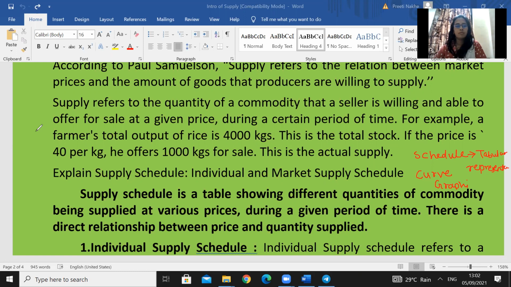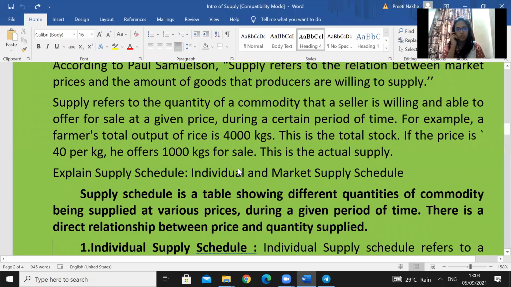Then we have seen two more things, that is individual supply and market supply. Obviously, individual supply means the supply by a single producer or supplier, and for market supply we take the sum of all those suppliers. We are not going to see whether he is a small shopkeeper or a big producer. We are just concentrating on whatever he is producing, and taking the total. So one by one we will see all these concepts.